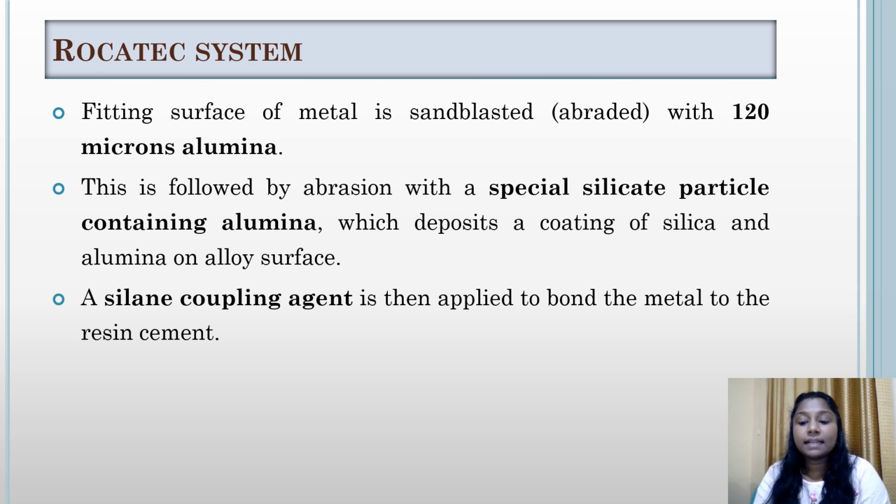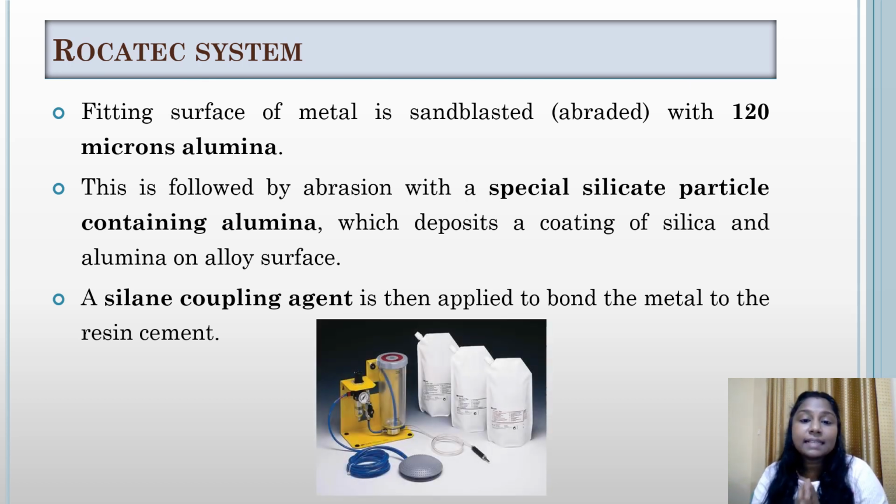Finally is the Rocatec system. The Rocatec system consists of a coating unit and microblasting sand, which contains abrasion particles that are deposited onto a coating of silica alumina on the alloy surface. A silane coupling agent is then applied to bond the metal to the resin cement.